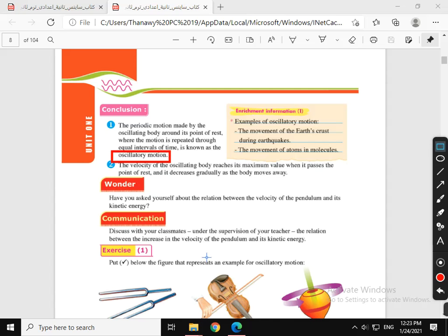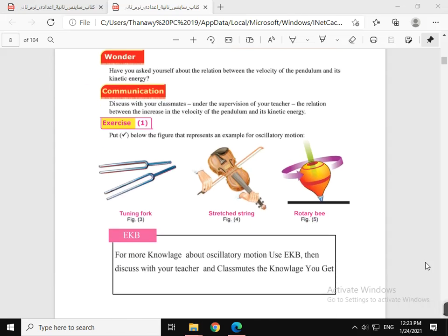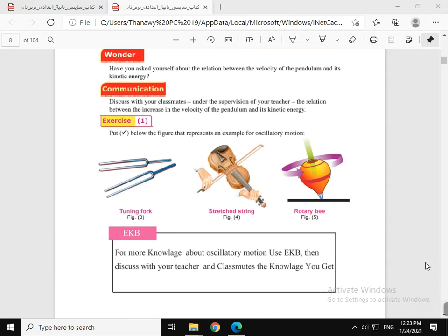An example of oscillating motion: pendulum, tuning fork, spring, stretched string, motion of swing. Exercise number 1. Put true below the figures that represent an example of oscillatory motion.